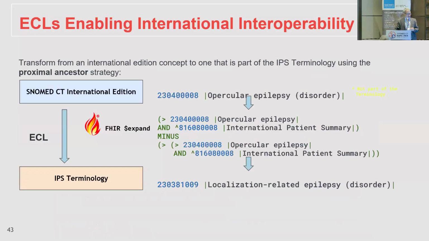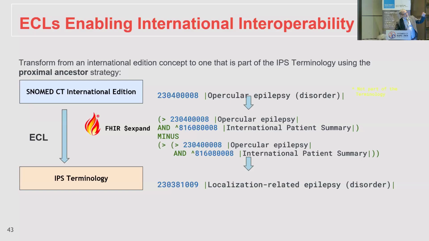Next one. So if you're using ECL, it's possible to convert a concept from a national edition or the international edition to the IPS terminology because we have the international patient summary ref set. Yes, and this is a complex operation in the FHIR expansion, but you change the values and you use it again. It's something that you don't need to think about every time you do it. So in this case, we have a very narrow concept, opercular epilepsy, which is a very specific type of epilepsy that is part of the international edition, but it's not in the IPS ref set because the IPS ref set is based on frequency of use, and this is a very rare disease.